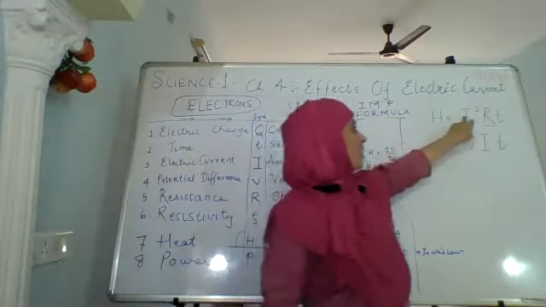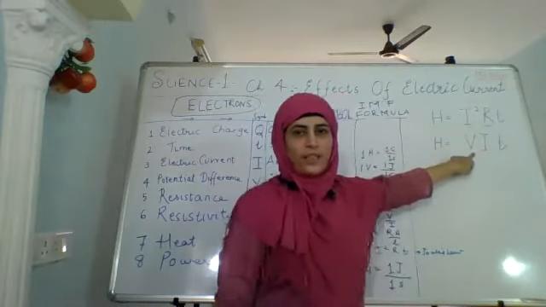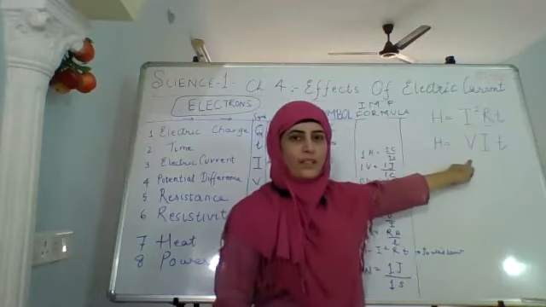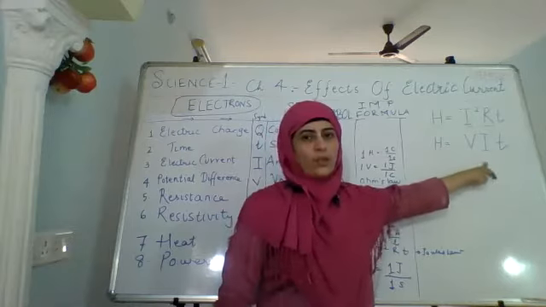So H is equal to I square RT. IR is V, so we replace the IR with V. The remaining I we write as it is. So we get the new formula: H is equal to VIT.